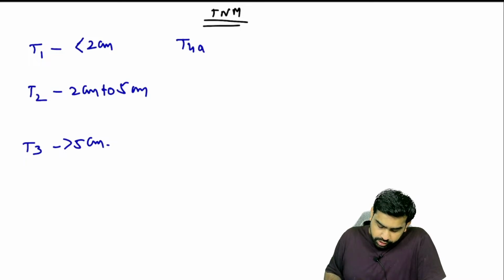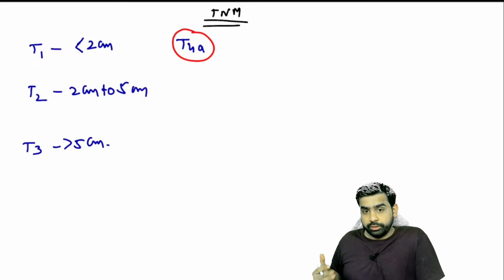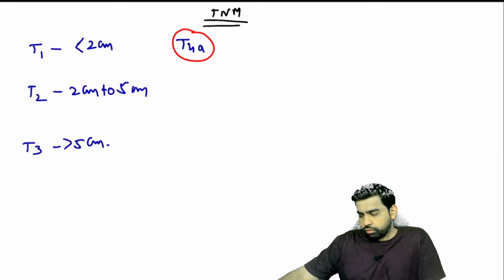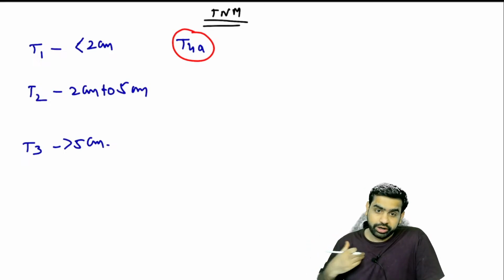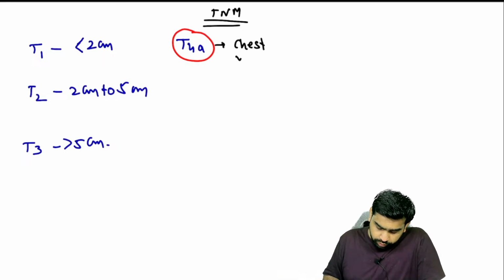What is a T4A? I'm pretty sure that many of the students get confused between the T4A and the T4B. The way I tell the students to remember is that whenever you screw up in your life, always try to blame yourself first, or try to do the self introspection first. Okay, so what is a T4A? That is involvement of the chest wall inside. Just look inside first. So chest wall involvement.